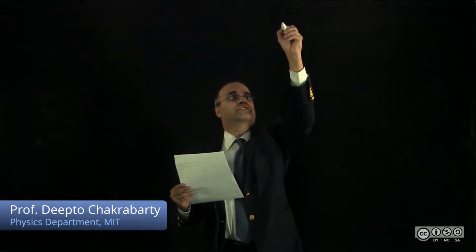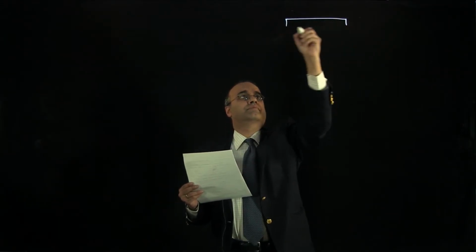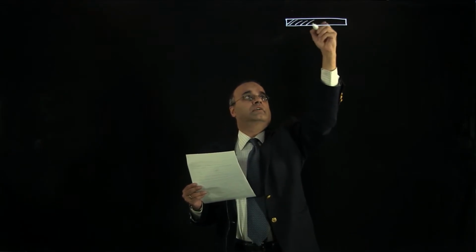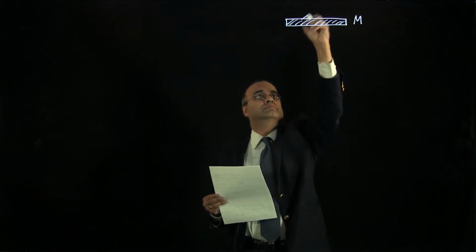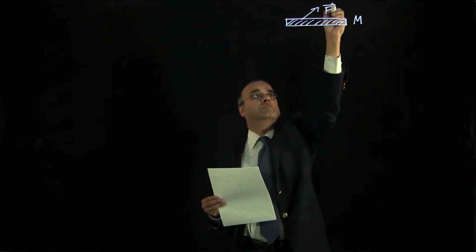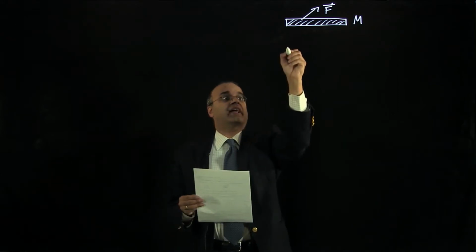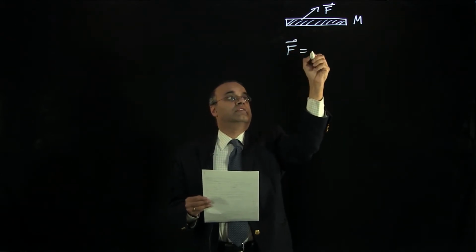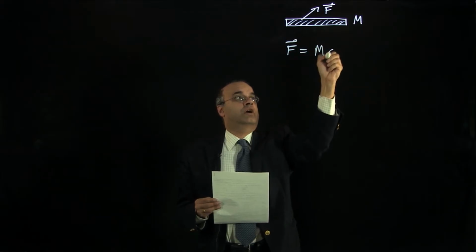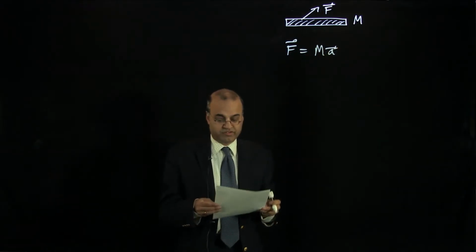Consider a rod of mass m. And suppose I apply a force to this rod, let's say a force like that. So we know that as a result of that applied force, the center of mass of the rod, which we can imagine is right at the center of the rod, will translate with some acceleration such that the vector F is equal to the mass of the rod times the acceleration of the center of mass.